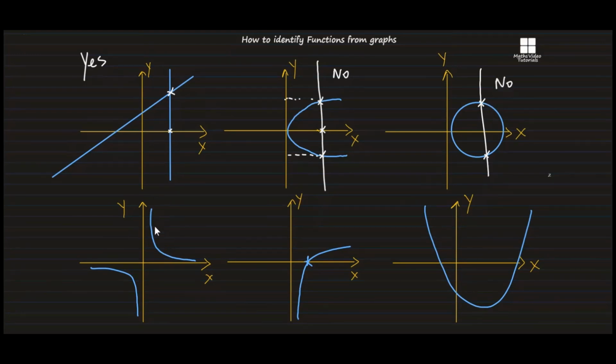For this one here, the reciprocal graph, if I do it here, the vertical line crosses it at 1 point only. If I do it here, the vertical line will cross the graph at 1 point only. So this is a one to one, so yes, it is a function. Similar situation here, 1 point of intersection. So yes, it is a function.